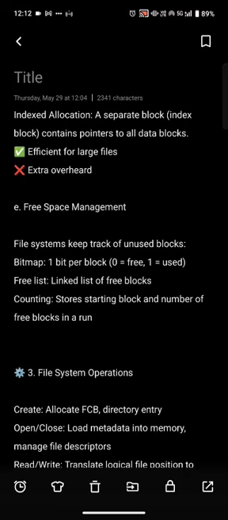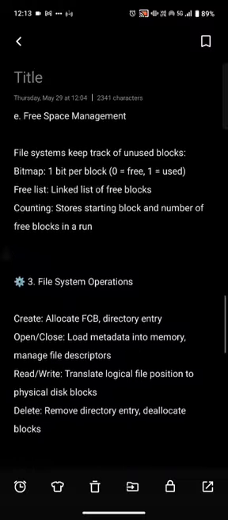Fifth one is file space management. The file system keeps track of unused blocks. Bitmap: 1 bit per block, 0 equals free, 1 equals used. Free list: a linked list of free blocks. Counting: stores starting block and number of free blocks in the run.